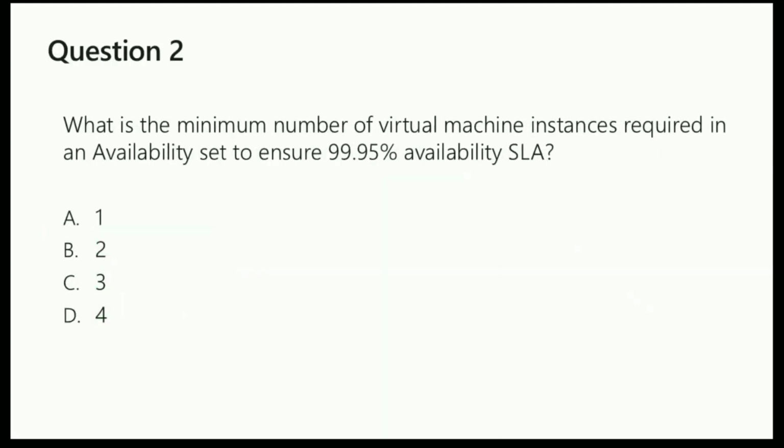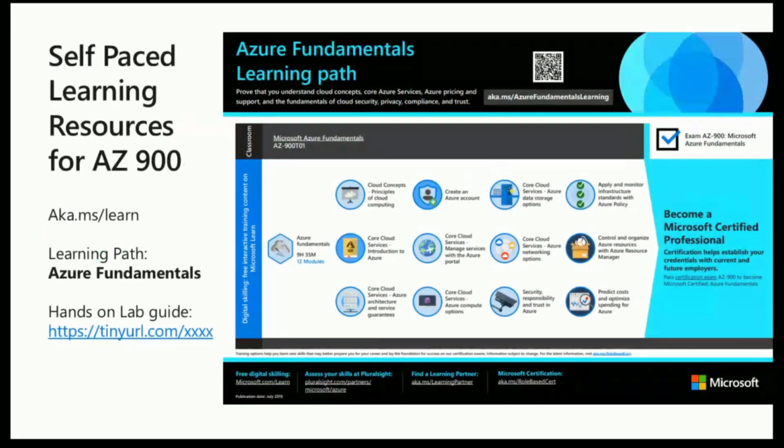What is the minimum number of VMs required? This gets into the weeds. I don't like this question because you're not necessarily going to be asked this level of depth on fundamentals, but this is saying what's the minimum number you need to meet a certain high availability service level agreement. And this does speak to what I said at the beginning, where you need to use availability zones with your VMs in order to place them in different data centers and qualify for super high service level agreements.